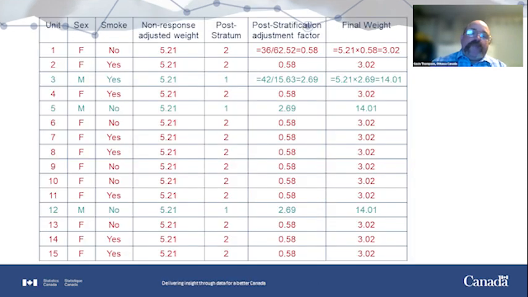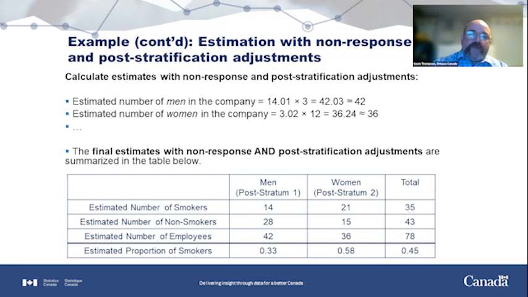Now, we now know that this isn't true. There's a lot more men at this company, and so we need to adjust this. We've over-responded from women, so we reduced their weights by multiplying by 0.58. And then for men, we have to multiply by 2.69. What we see is the new adjusted final weights for women is 3.02, and the new adjusted final weights for men is 14.01.